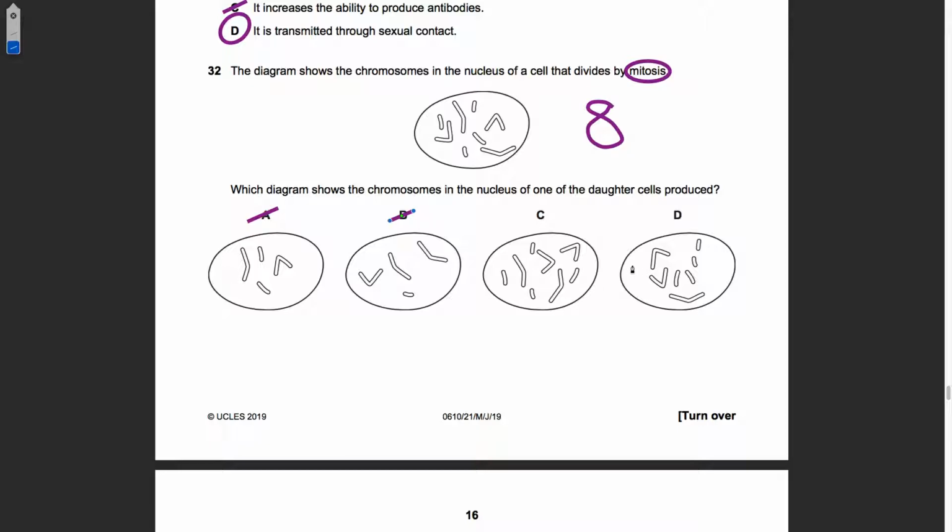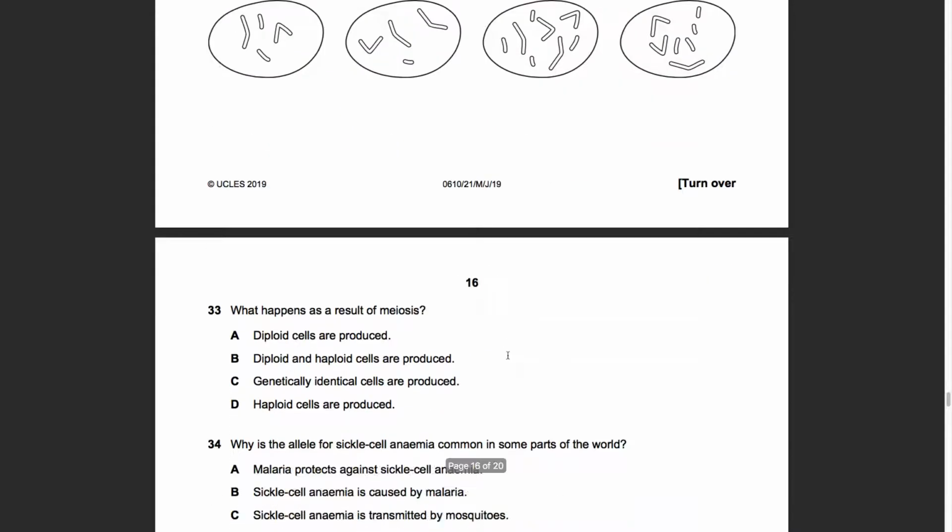So let's look at C and D. Now, if you count carefully, we've got 1, 2, 3, 4, 5, 6, 7, 8. All right, that's right. D, to the eye, might look like a similar number. However, crafty CIE, 1, 2, 3, 4, 5, 6, 7. No, 8 has not become 7. Somewhere a chromosome's been lost, and that's not good. So C is the correct answer.